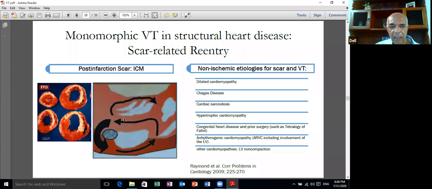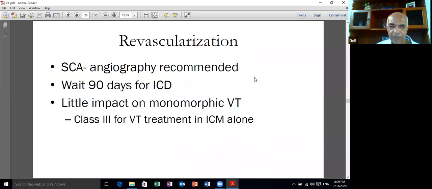This is slightly different from the non-ischemic cardiomyopathy, where the scar is subepicardial, patchy, and not as clear as we find in ischemic cardiomyopathy. And this includes the following etiologies: dilated cardiomyopathy, Chagas disease in South America, sarcoidosis everywhere, hypertrophic cardiomyopathy, which we will highlight, congenital heart disease, particularly repaired tetralogy of Fallot, ARVC, ARVD, or ARV3, which we will highlight, and other cardiomyopathies like left ventricular non-compaction.